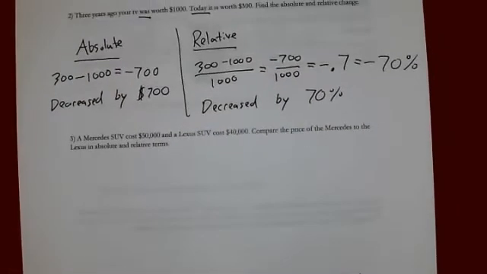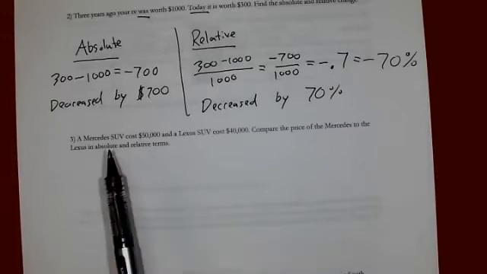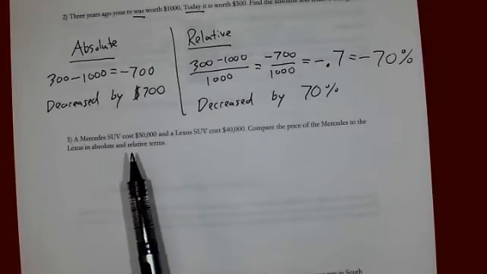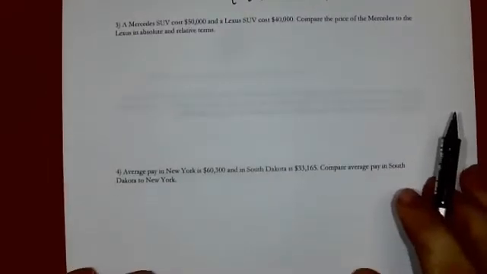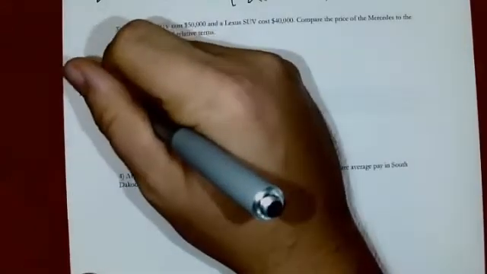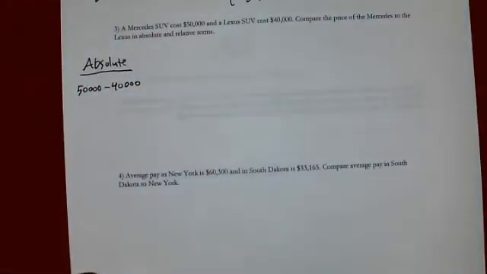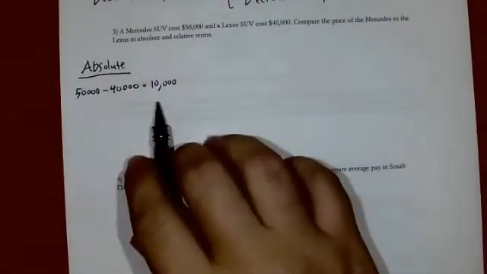All right. Now, that involved time, so we can also do relative comparisons, not only across time, but between two different products or objects. So you've got a Mercedes SUV, which is $50,000, and a Lexus SUV, which is $40,000. Let's go ahead and do a quick comparison. So if we want to do this in absolute terms, here the order doesn't matter so long as we understand our conclusion. If I do 50,000 minus 40,000, I get $10,000, and it's positive, so that means an increase.